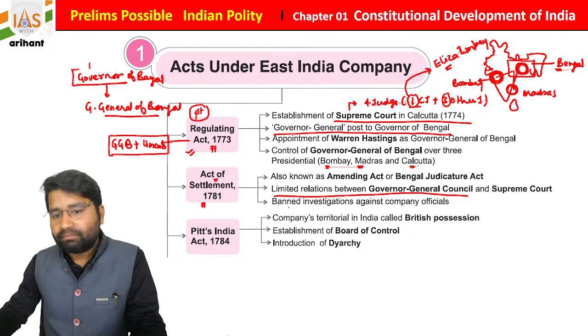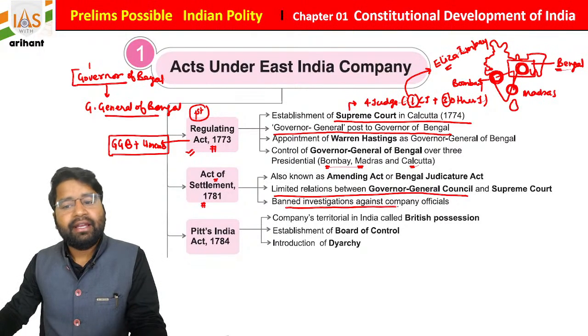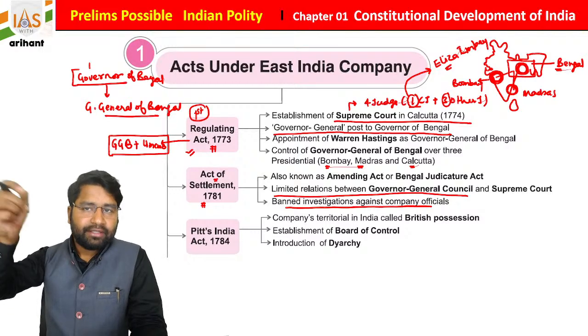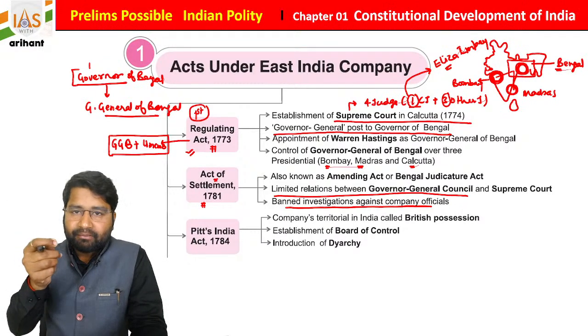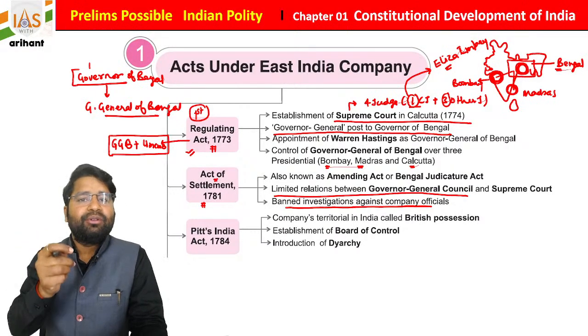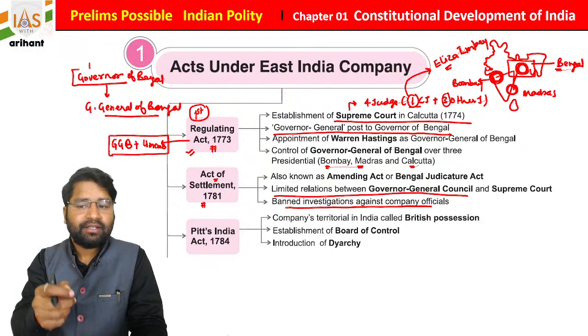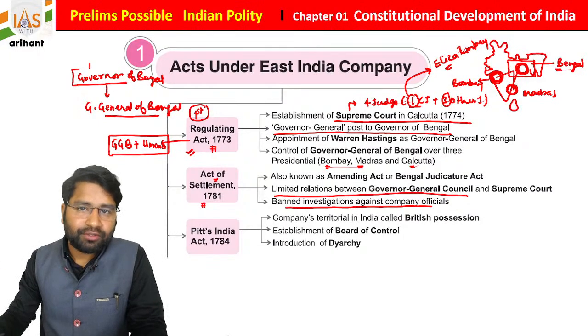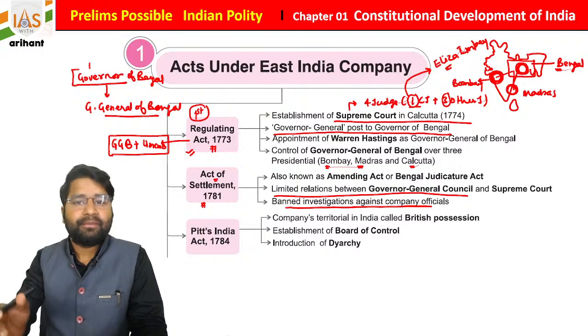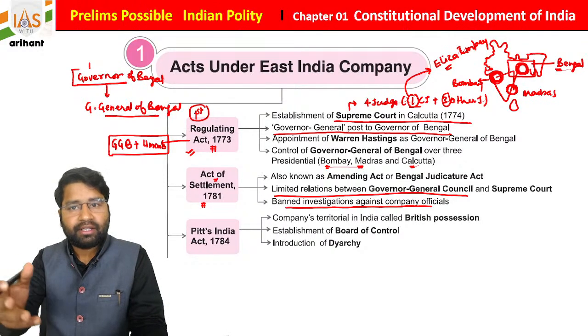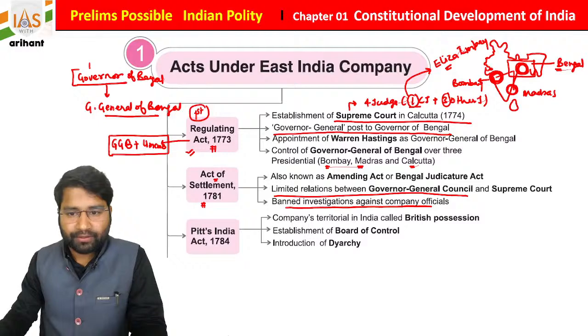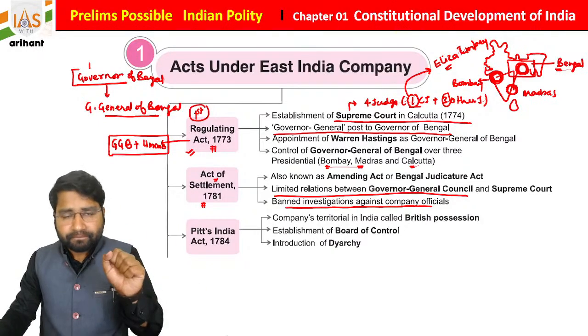Okay, so in 1781, in this act they made a provision that there will be no investigation of the company officials. Initially it was made to control corruption, but here this modification took place. I hope you all are able to understand.